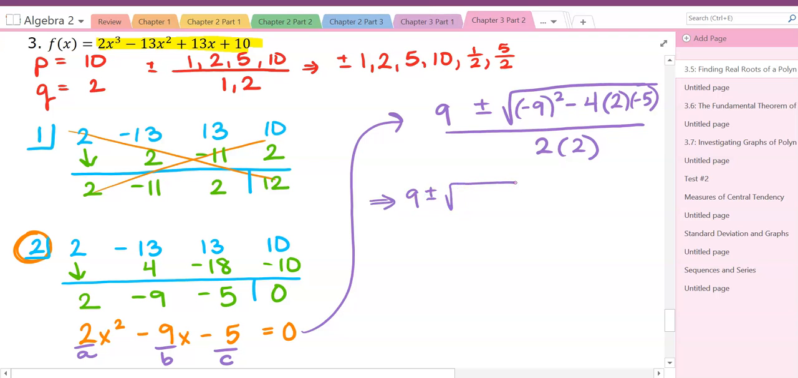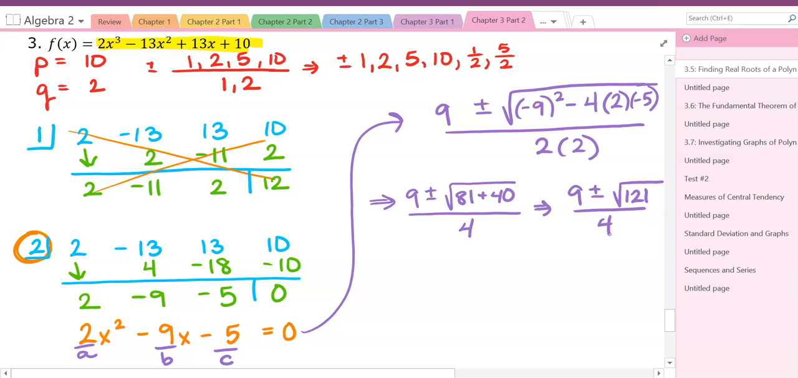What's going to be negative 9 squared? 81. How about negative 4 times 2 times negative 5? What would be negative 4 times 2? Times negative 5? 40. So we're going to have 81 plus 40 underneath that square root. This is all over a 4. So 81 plus 40 is going to be 121.